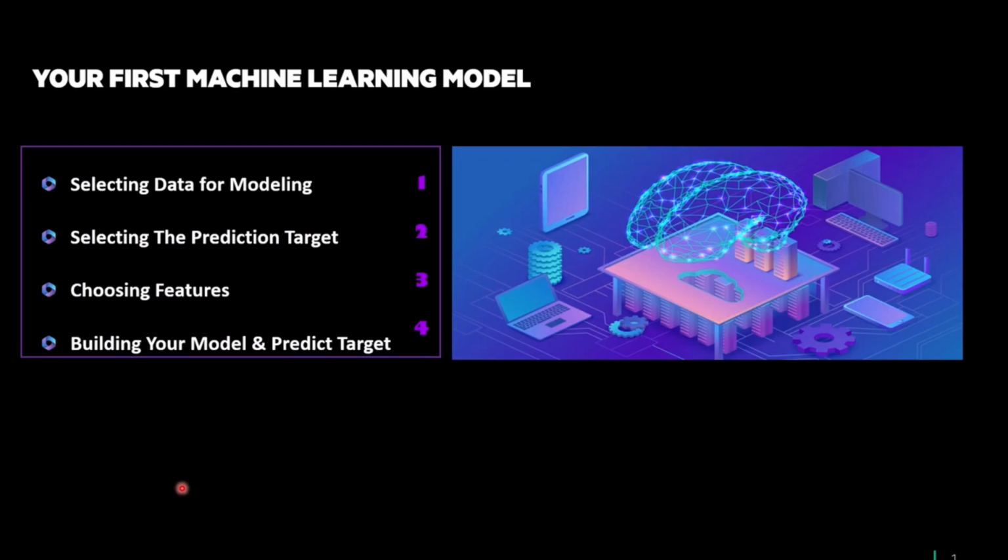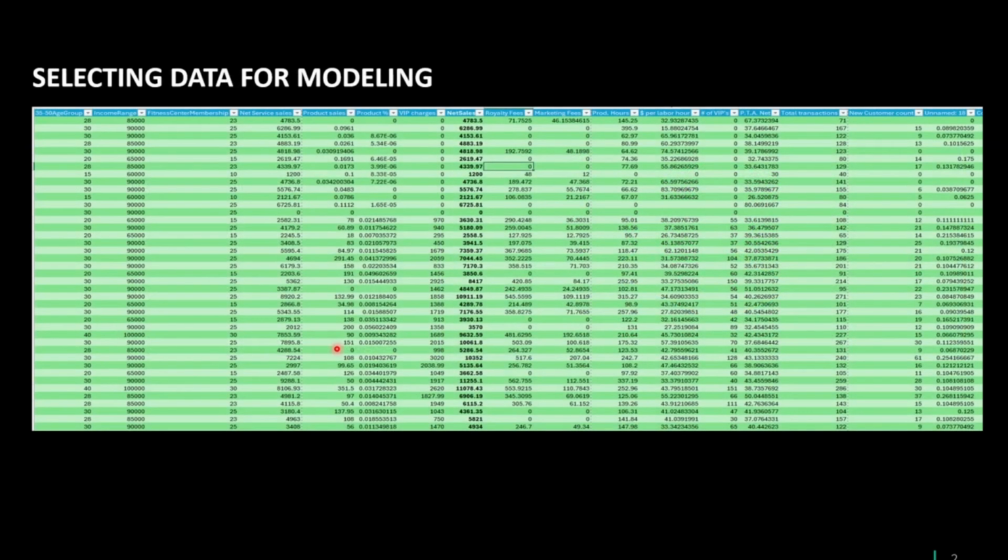Today we'll be talking about how to make our first machine learning model. To do that, we will be working on how to select the data for modeling, and then we'll see how to find out the prediction target and choose the features. Once we have all the basic building blocks, then we'll see how to come up with our model and then predict the target. So as I said, the first thing we need to do is understand the data.